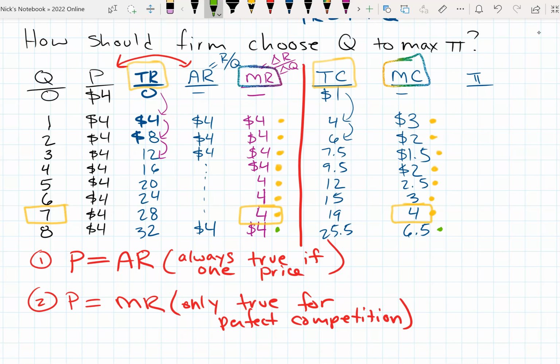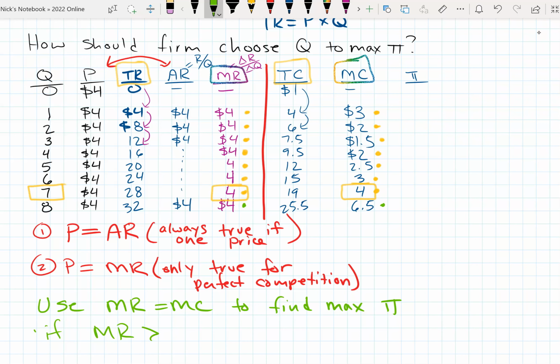So this gives us a rule we can use: marginal revenue equal to marginal cost to find the max profit. I'll show you in a second. Because if marginal revenue is greater than marginal cost, then you gain profit from that unit. If marginal revenue is less than marginal cost, then you lose profit from that unit. So this gives us a useful stopping point. Okay, so that's the idea.